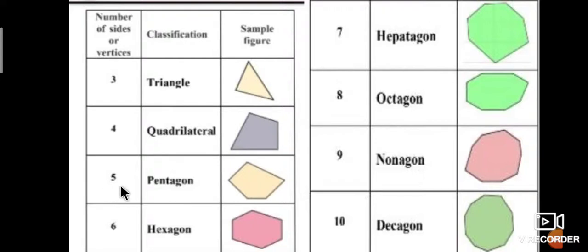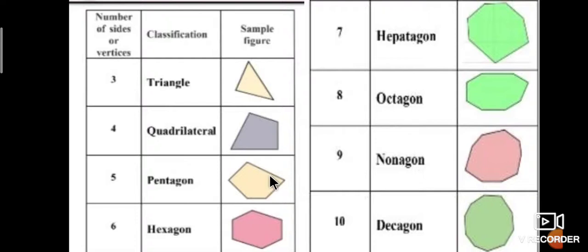Next, the number of sides is 5. A polygon having 5 sides is called a pentagon. The number of sides is 5: 1, 2, 3, 4, 5. A geometrical figure which has 5 sides is called a pentagon.